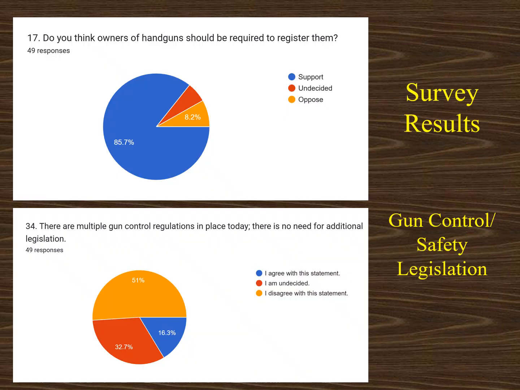We see some results here from the survey dealing with gun control or gun safety legislation. There's pretty strong support among students at West Shore about requiring people to register their handguns. While a lot of people are undecided concerning whether we need more gun control regulations today, we see some other figures here that most disagree that there's no need for additional gun control legislation. But again, there are a lot of people who are undecided on this issue.